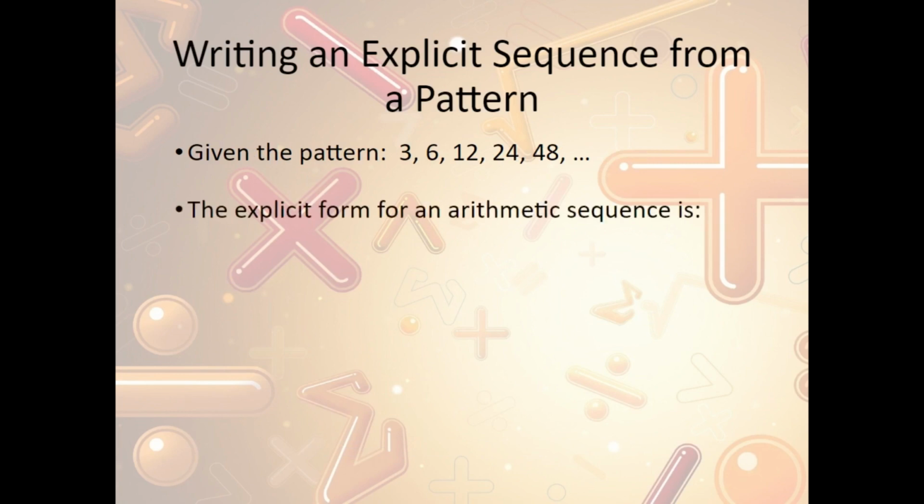So if we're given a pattern here, 3, 6, 12, 24, 48, we go ahead and fill this in. So AN we don't know. We do know A1, and we do know R. So AN is equal to, the first one is 3, and the R value, we're multiplying by 2 each time, so R is 2. So this becomes 3 times 2 to the n minus 1.